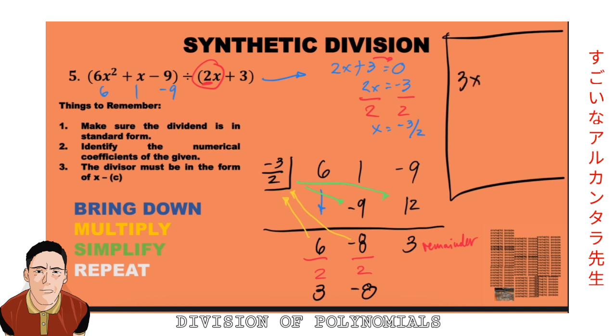3x. Ayan, ang galing ko talaga mag-math, guys. Negative 8 divided by 2, ang sagot ay negative 4. Please forgive me. 3x minus 4 plus the remainder, 3 over 2x plus 3.